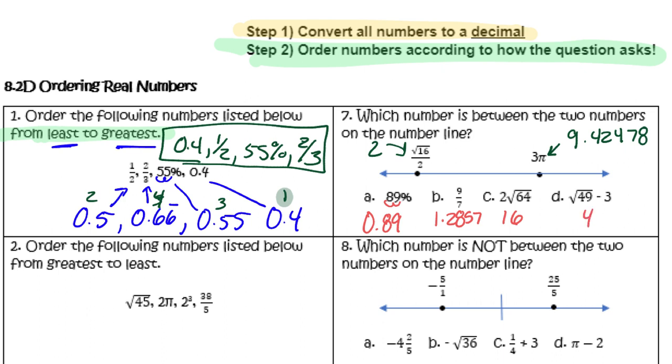So now that I have everything converted to a decimal or just a whole number, which of these answers is between 2 and 9.42? So no.